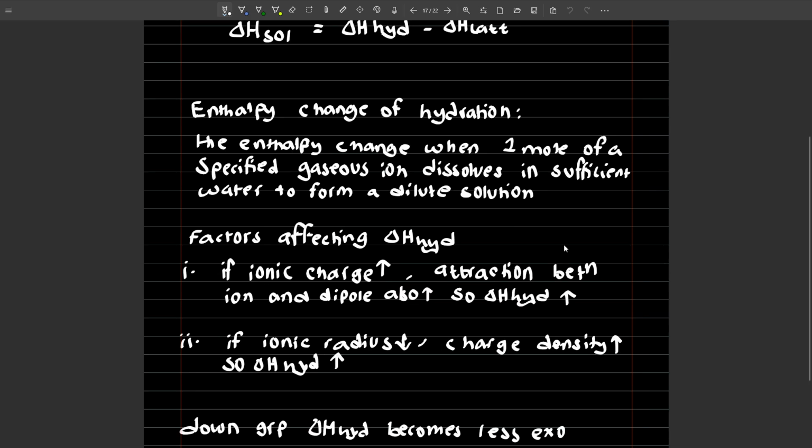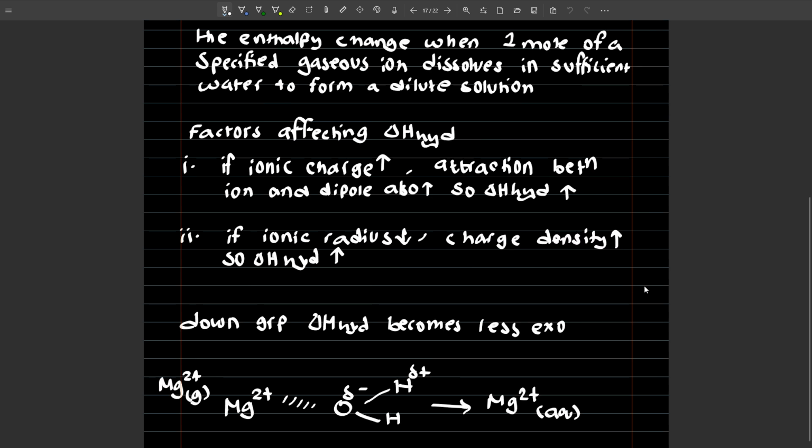Before we move, let's look at the definition for enthalpy change of hydration. The enthalpy change of hydration is when 1 mole of a specified gaseous ion dissolves in sufficient water to form a dilute solution. Now we can talk about the factors which affect hydration. If our ionic charge increases, that means the attraction between the ion and the dipole increases. This means that the enthalpy change of hydration also increases.